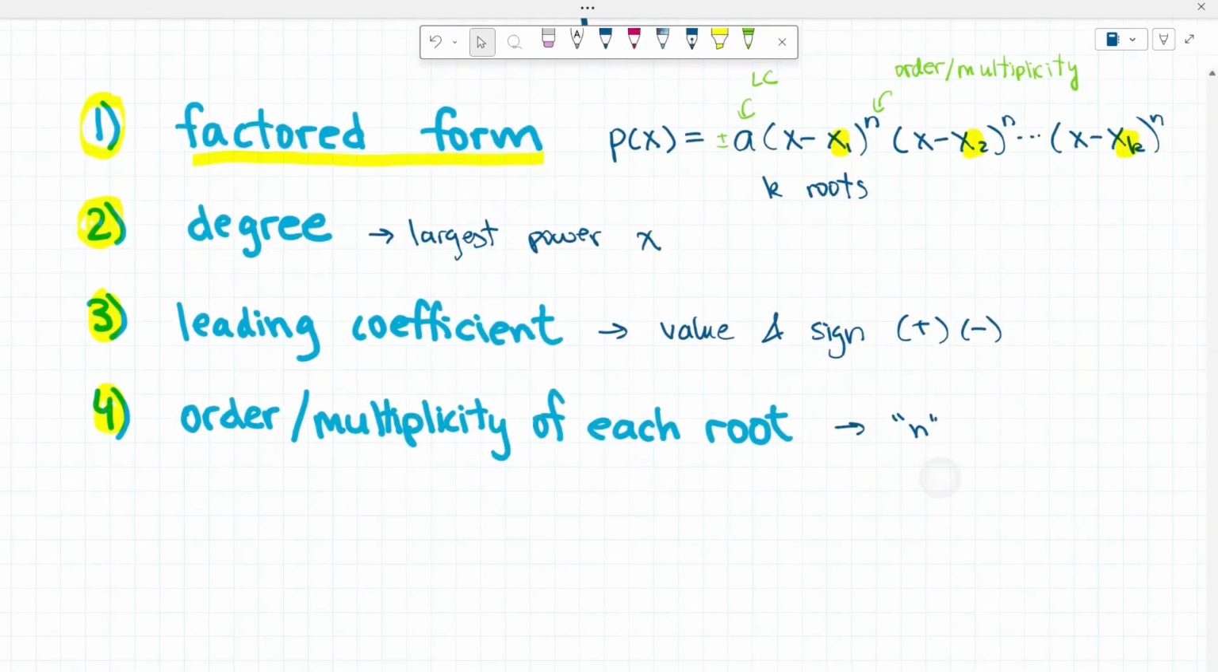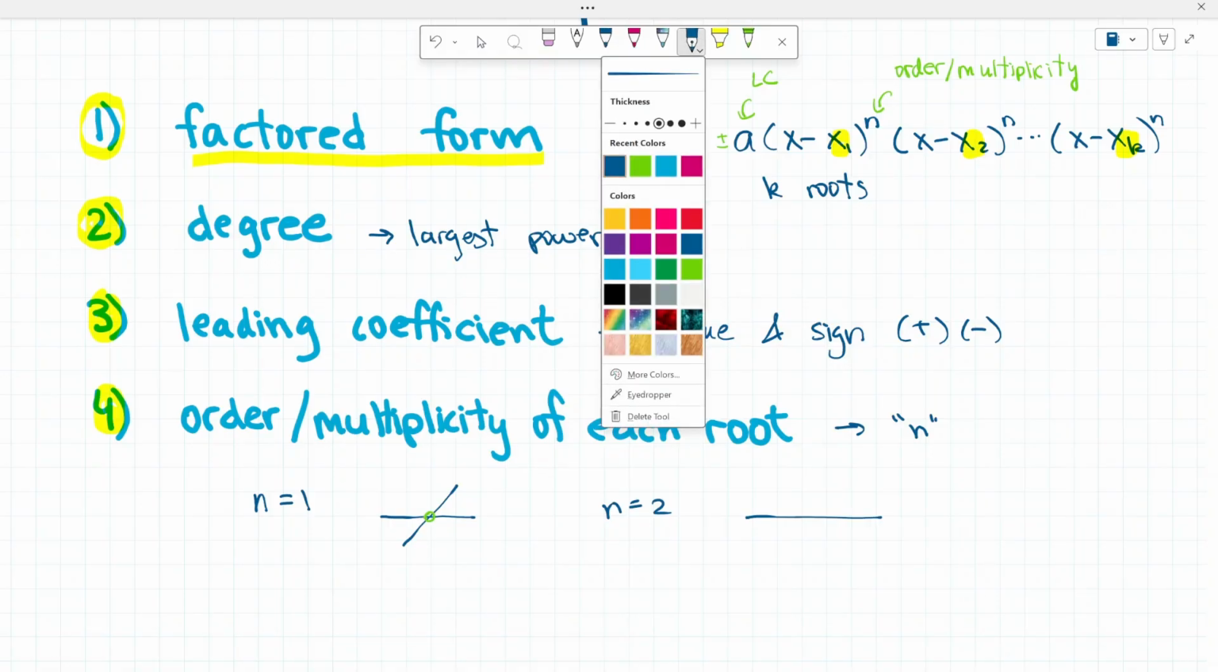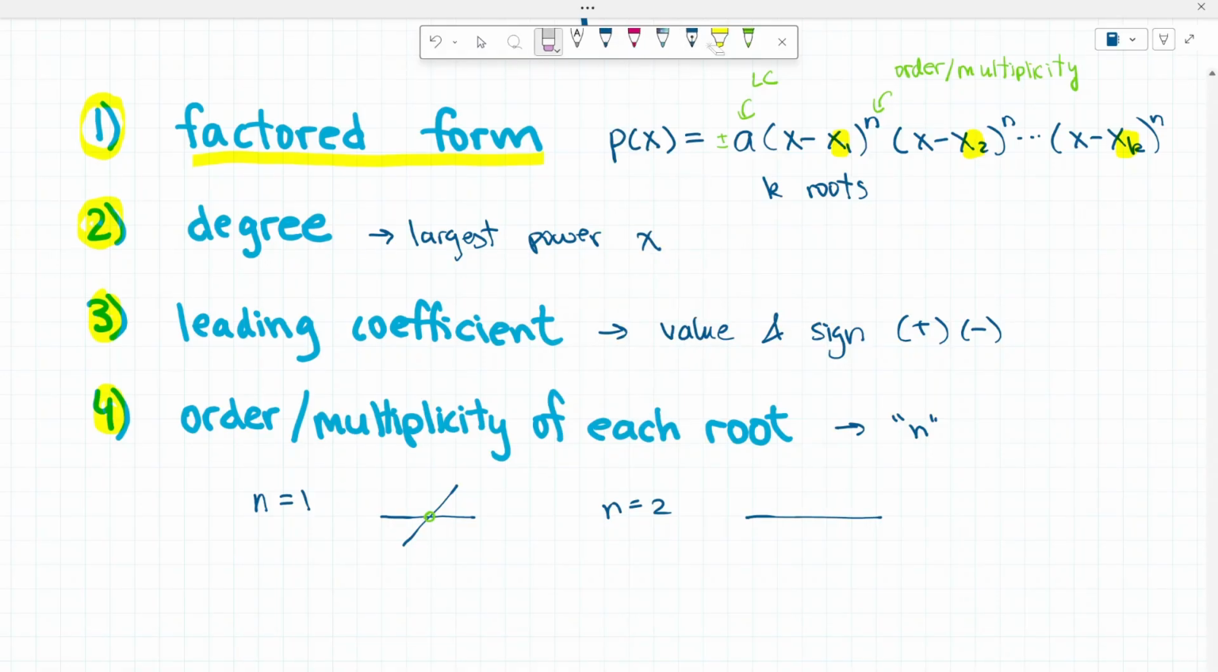But real quick, just so you have an idea, if n equals 1, then it's going to go straight through the x-intercept, just like a linear function would at its x-intercept. If n equals 2, it's going to follow the behavior of a quadratic function. So in this case, it's going to bounce off the x-intercept at the root, so it's called a double root.